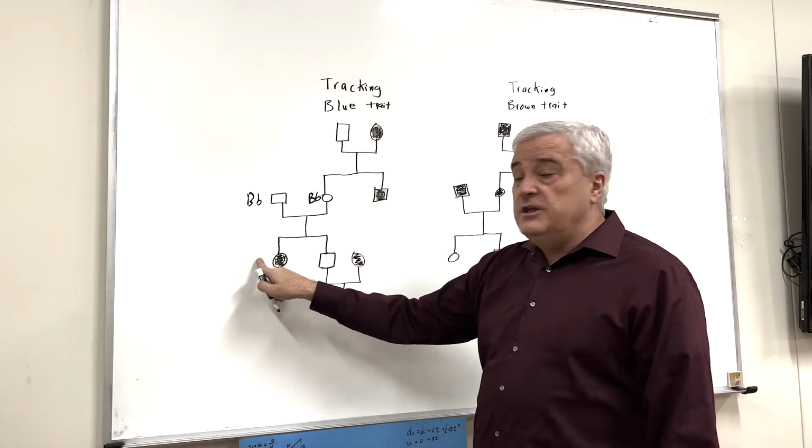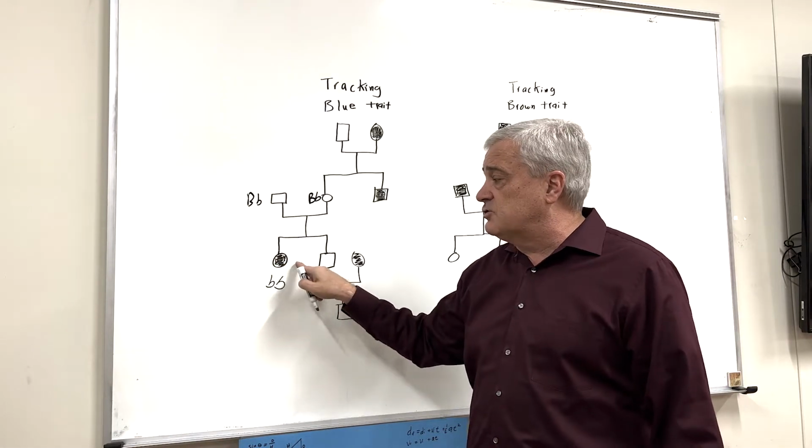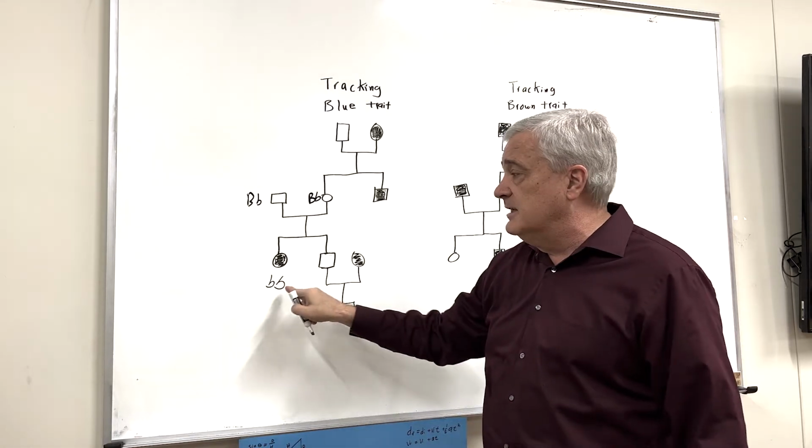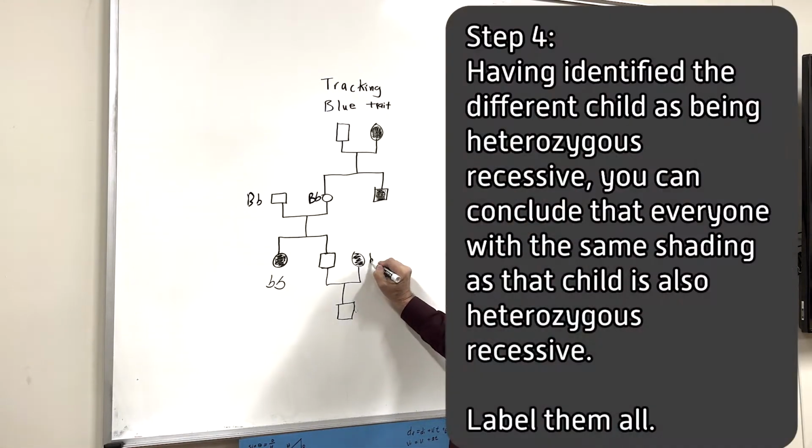Once we know that the person expressing the trait is double recessive, we can go through and mark everybody expressing the trait as double recessive.